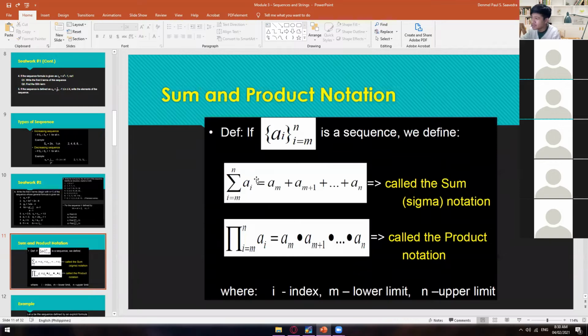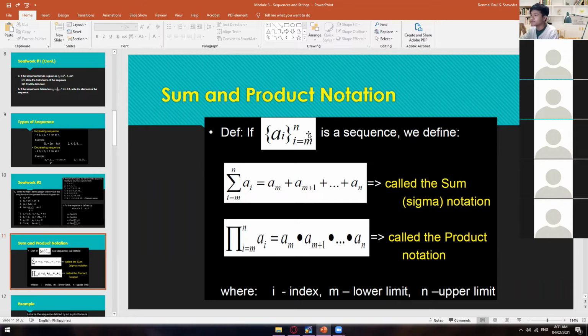So maybe some of you or most of you are already familiar with this one. So we have this defined as a sub i, which is the given formula or given notation. It could be a summation or a product notation. If it's summation, then you have to get the sum of all of those given numbers. And if it's product notation, then you have to get the product of all of those given numbers.